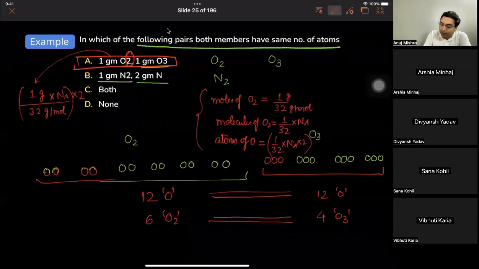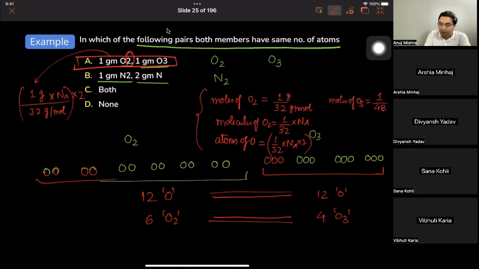Now, can you do the same thing for ozone? What will be the number of moles of ozone? It would come out to be 1 divided by 48. Please check, everyone. How many molecules of ozone? 1 divided by 48 into Na. Understand or not? How many atoms of oxygen? 1 divided by 48 into Na into 3 this time.